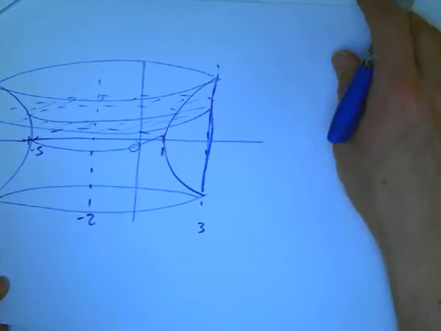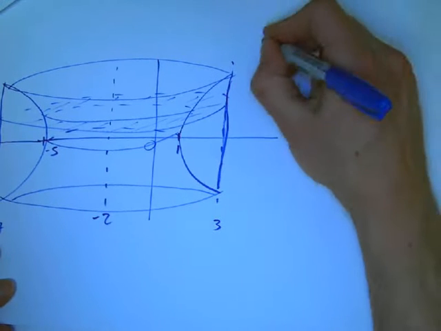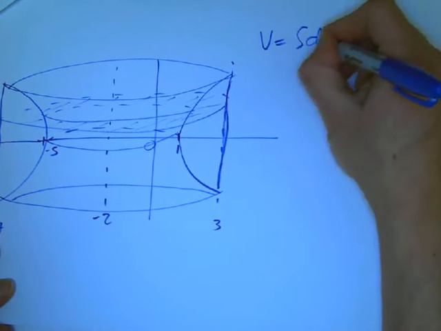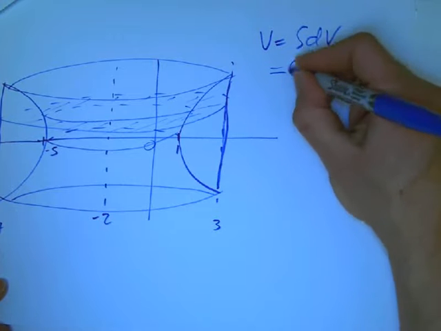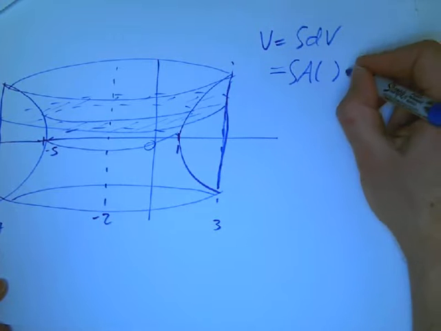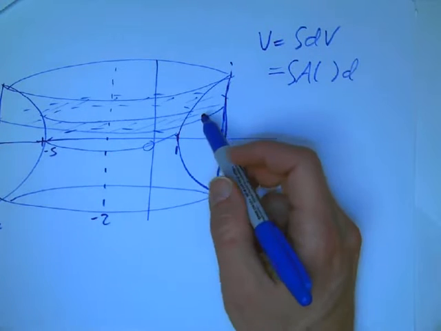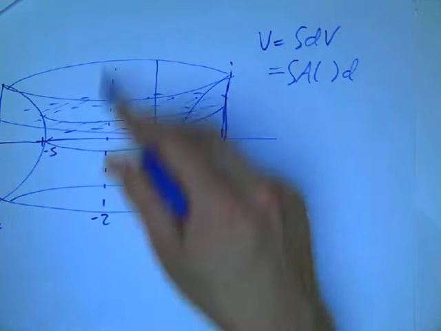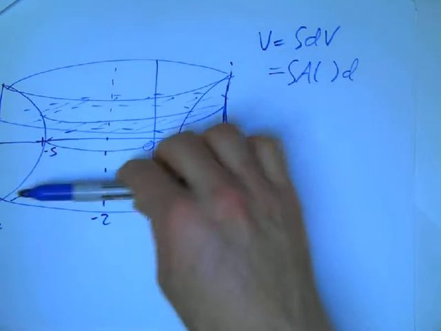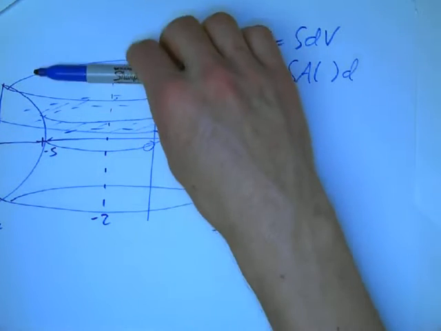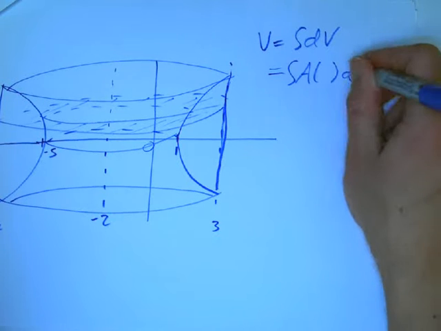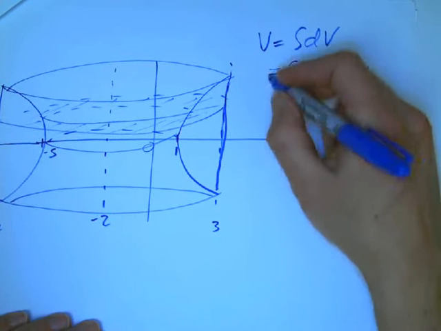Okay, so let's do our usual story of volume is the sum of the bits of volume. Each bit of volume is a slice. Now what's our variable? Again, because it's revolving around a vertical axis, the slices are labeled by how high they are, the vertical coordinate, so that's a dy again.